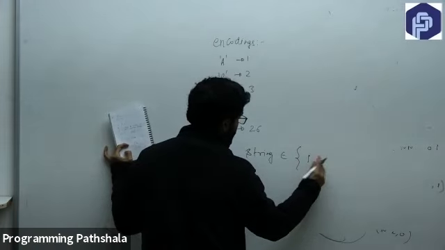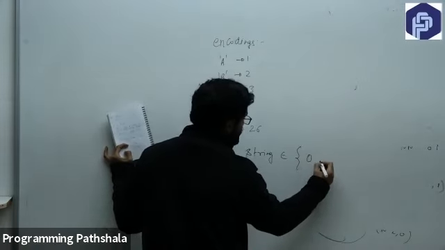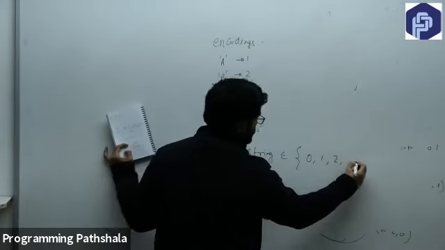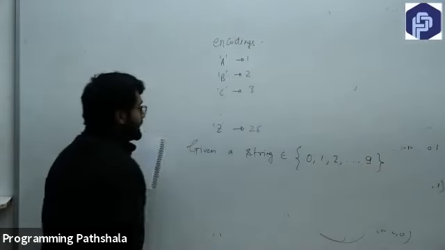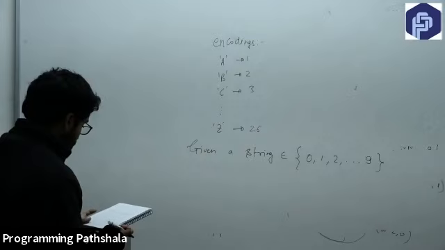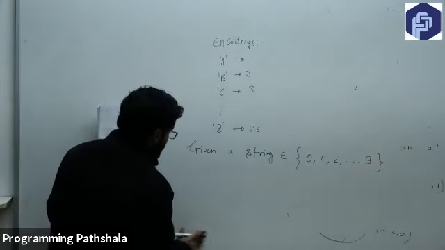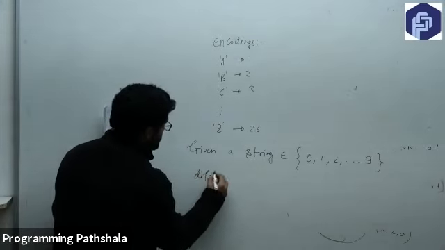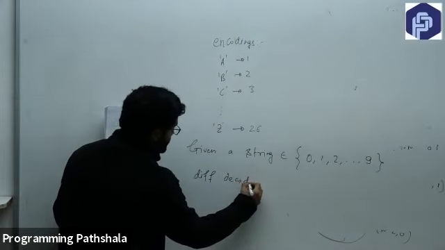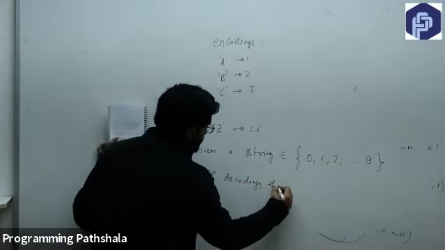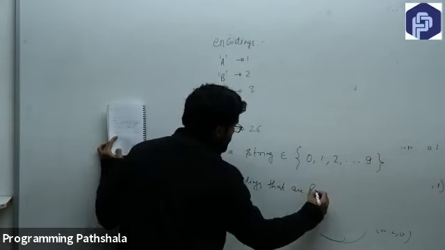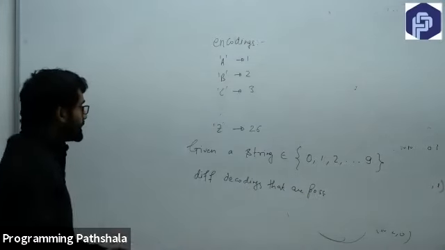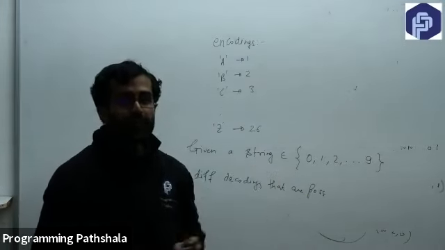either digits from 0 to 9, 0, 1, 2, so on till 9. That string contains digits from 0 to 9. Now you have to tell me different decodings that are possible of the given input string.